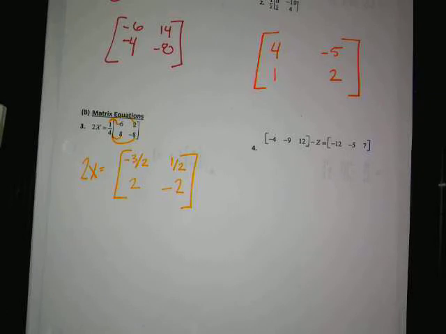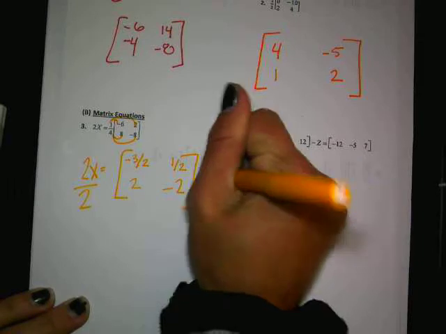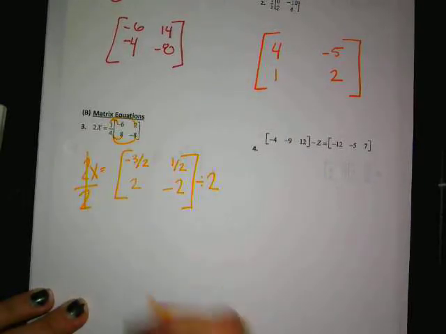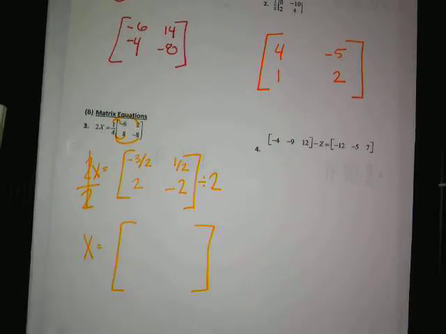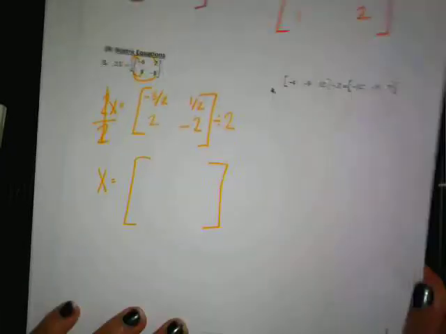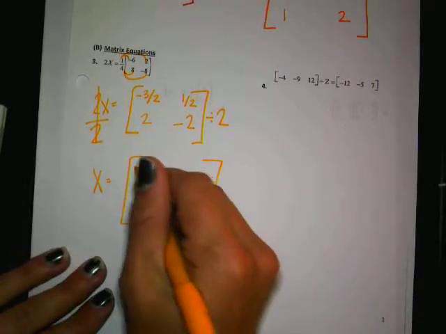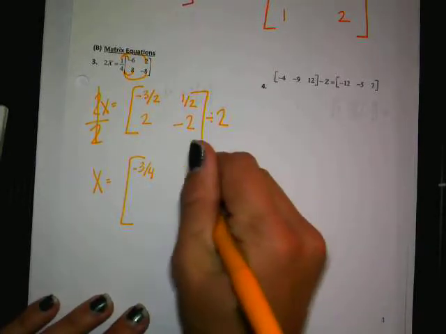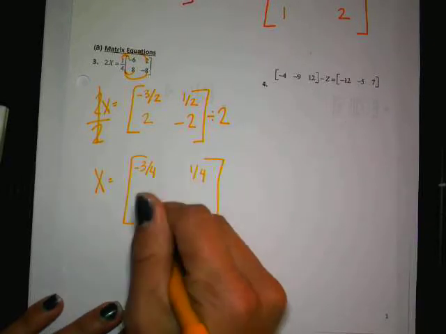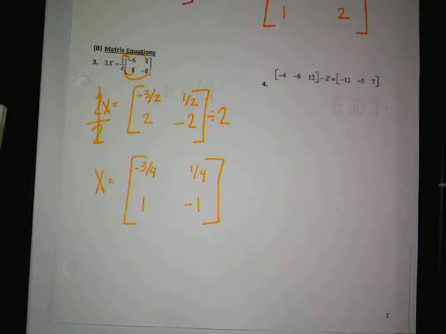So what do I do next? Divide by 2. Same as multiplying by 1/2. So negative 3/2 divided by 2 is negative 3/4. 1/2 divided by 2 is 1/4. 2 divided by 2 is 1. Negative 2 divided by 2 is negative 1. And x is by itself, so you're done.